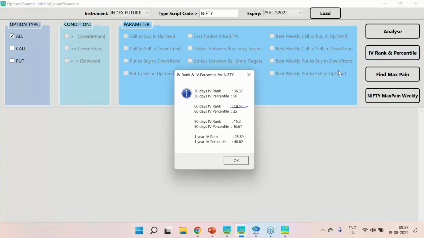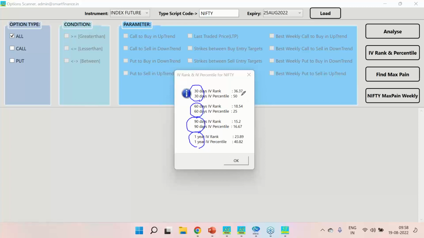Data is loading. Here we have taken the reference of 30 days, 60 days, 90 days and 1 year IV rank. So here you are getting the parameters like 30 days IV rank and IV percentile, 60 days IV rank and IV percentile, 90 days IV rank and IV percentile, and 1 year. The formula and all you can see.